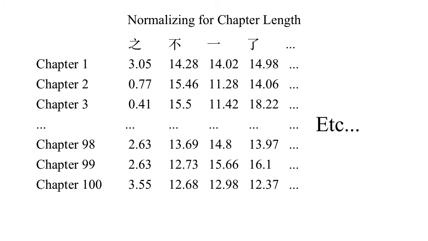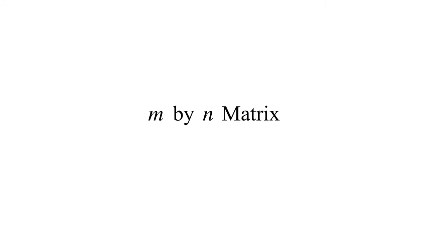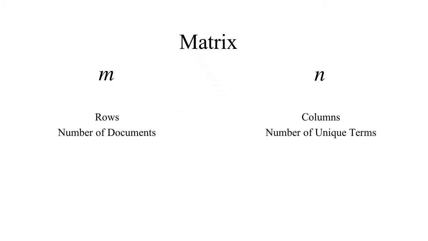And we do this for every character in the text. Essentially, we're now representing our corpus as a matrix, and each chapter is a dot in n-dimensional space, where n is the number of different characters we're looking at. You can think of this as an m by n matrix, where m is the number of documents in the corpus, here the number of total chapters across all of the texts we're looking at, and n is the number of columns or unique characters we're looking at in the data set.